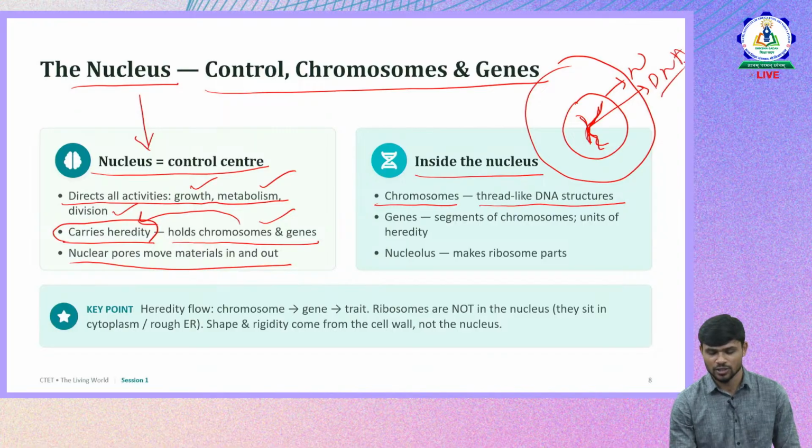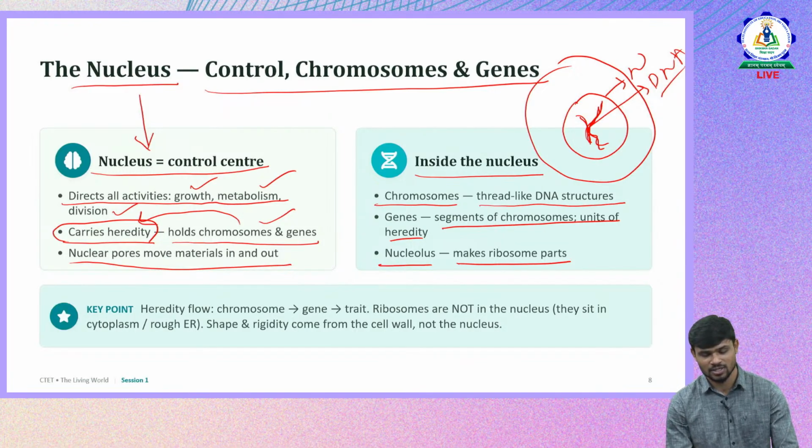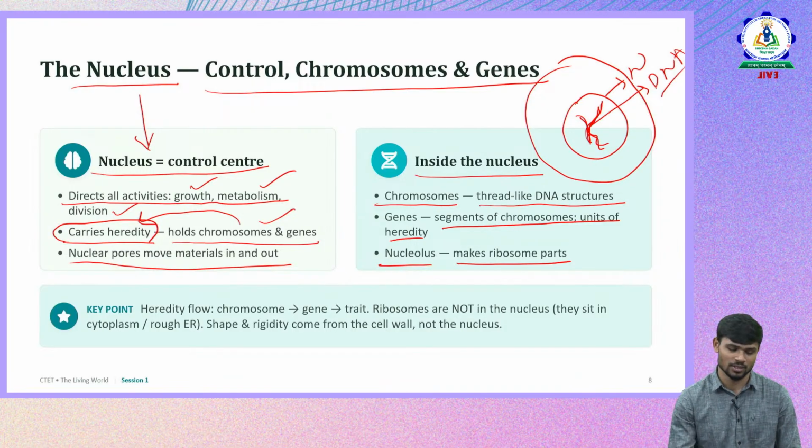Don't forget, genes are segments of the chromosome. Genes will be present on the DNA, and they are responsible for heredity. The nucleus also makes ribosome parts. These are the areas and this is the content on which the CTET was asking questions and focusing more in the previous year questions.